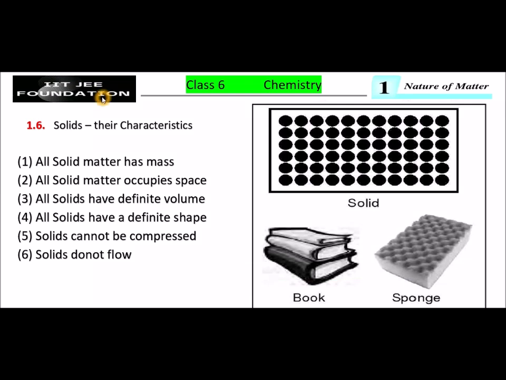Dear students, in the coming video, I explain the fifth characteristic property of solids. Solids cannot be compressed using this example.